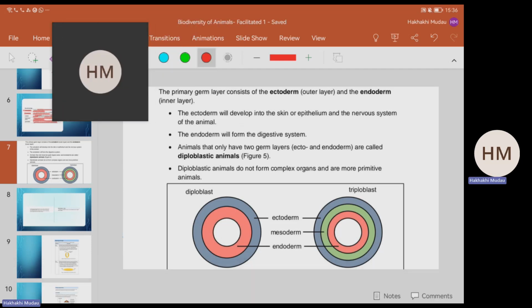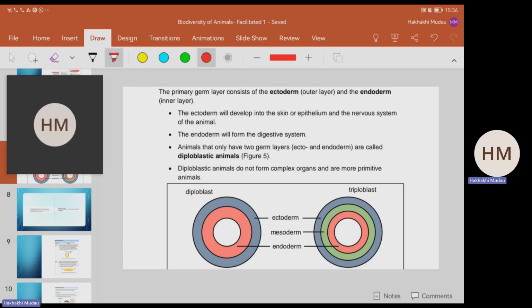So when we talk about tissue layers, we have the primary germ layers. The primary germ layers would be your ectoderm and your endoderm, right? The ectoderm being the outer layer and the endoderm being the inner layer. And the ectoderm, which is the outer layer, is going to develop into the skin or epithelium and the nervous system of an animal.